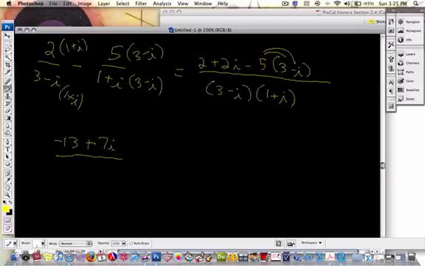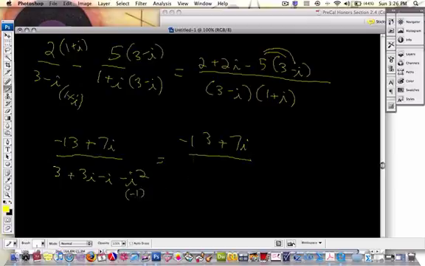That's in our numerator. In our denominator, I'm going to go ahead and FOIL that. That's 3 plus 3i minus i squared. Negative 13 plus 7i over this i squared becomes negative 1, so minus negative 1. 3 minus negative 1 is 3 plus 1 or 4 plus 2i. That's our denominator. So now we're back at the situation we were in the previous problem. And now, to write it in standard form, we multiply by the conjugate. 4 minus 2i over 4 minus 2i.